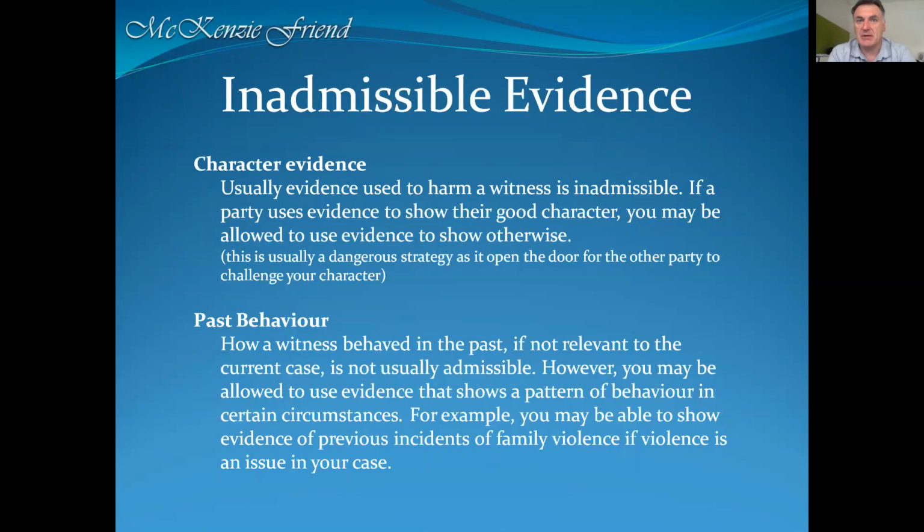Also, past behaviour, which we sometimes call tendency and coincidence. How a witness behaved in the past is not relevant to the current case, so it is not usually admissible. However, you may be able to use evidence that shows a pattern of behaviour in certain circumstances. For example, you may be able to show evidence of previous instances of family violence if violence is an issue in your case. So you might make allegations of family violence, and you would also detail protection orders, times the police were called, things like that.